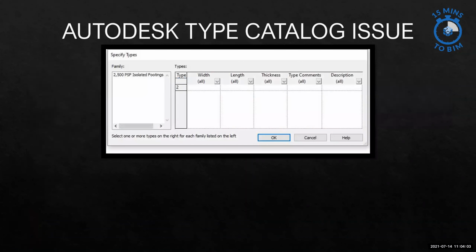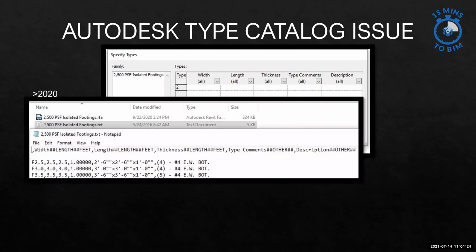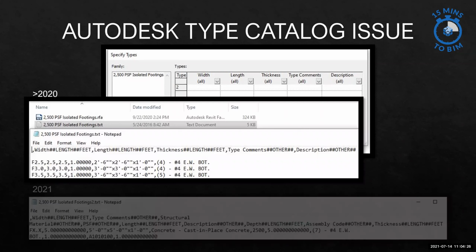Now let's dig into it, because maybe you're not aware of the 2021 type catalog issue. What we saw is that some users have experienced issues loading the type catalogs for families. This was specifically in Revit 2021. When loading the family, a blank type catalog would appear like this image shows, but these families would seem to work well in other versions of Revit. And what we found is that Revit reads the text file for the type catalog differently.